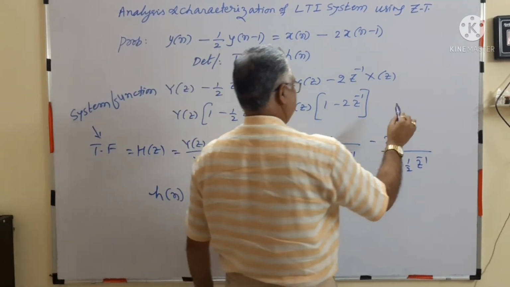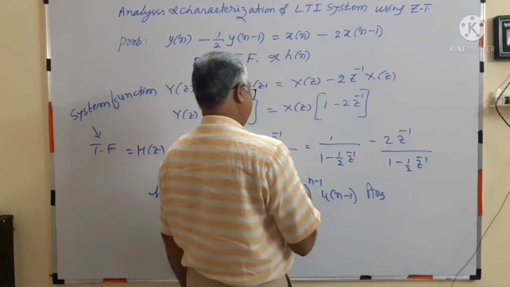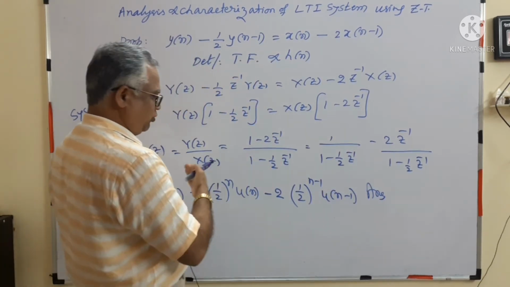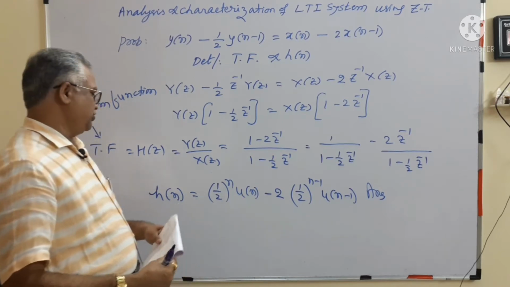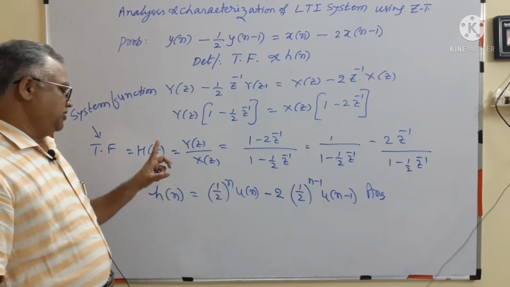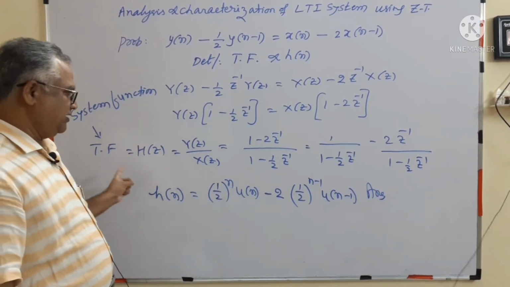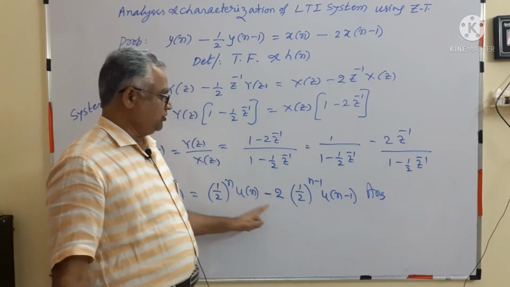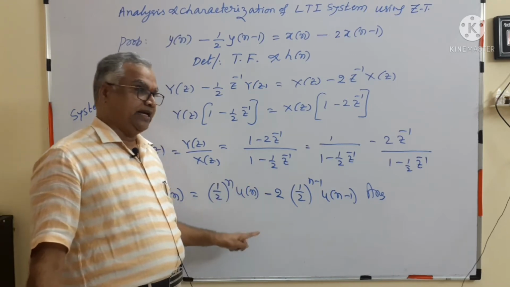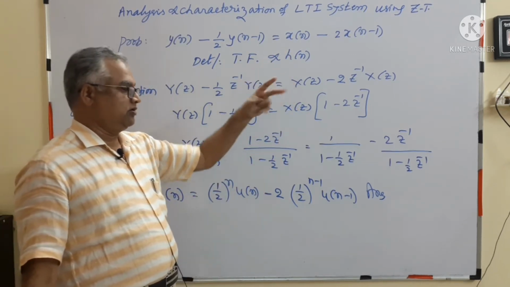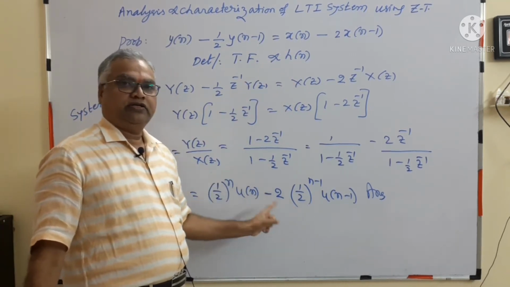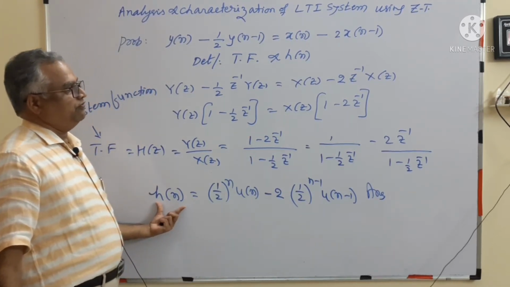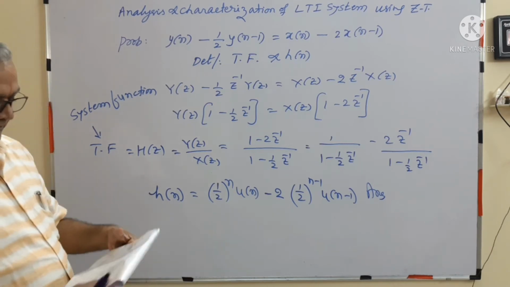So by default, ROC is greater than something. Automatically you understood: take only the right side sequence, because the input is applied at n equal to 0. Nothing is applied before that. Output will come after n only, n greater than 0. So you have to take only the right side sequence. Whether ROC is given or not, by default you have to take the right side sequence only, because we are finding h(n). That is the point.